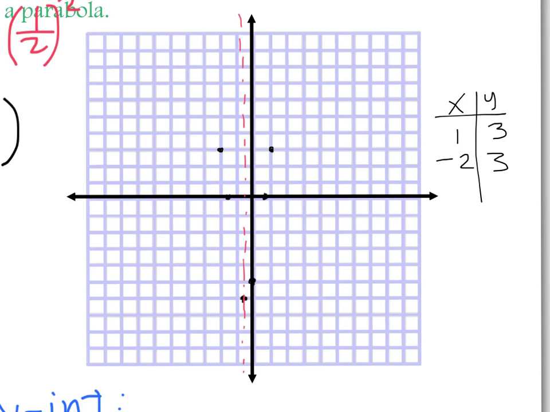So I'll go ahead and try to do a good job on this iPad here of connecting these and making it curvy at the bottom, not a straight V. And then we have that parabola graphed.